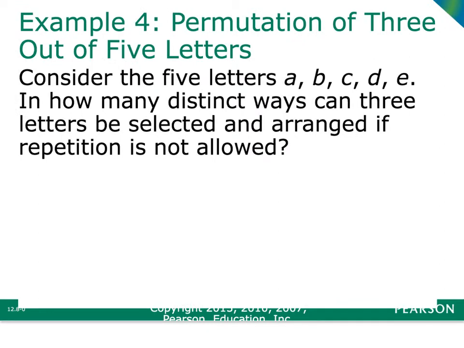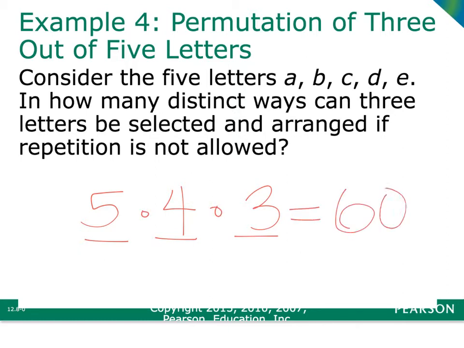Example 4. Consider the 5 letters A, B, C, D, E. In how many distinct ways can 3 letters be selected and arranged if repetition is not allowed? You can do this as a permutation if you want to. You can also just do the counting principle. There's 3 things we want to select. For the first one, there are 5 candidates. For the second, 4 candidates, and for the third, 3 candidates. And if we multiply those together, you will get 60.